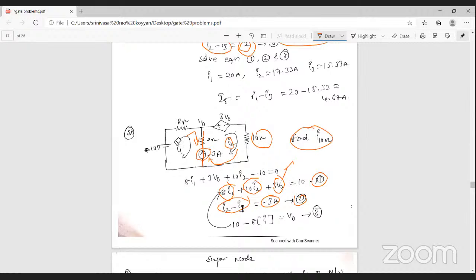So from this diagram, V0 is equal to this voltage. Total voltage drop minus this voltage drop gives V0. So V0 is equal to the total voltage 10 volts minus the voltage across the 8 ohm resistance, that is 8 into I1.